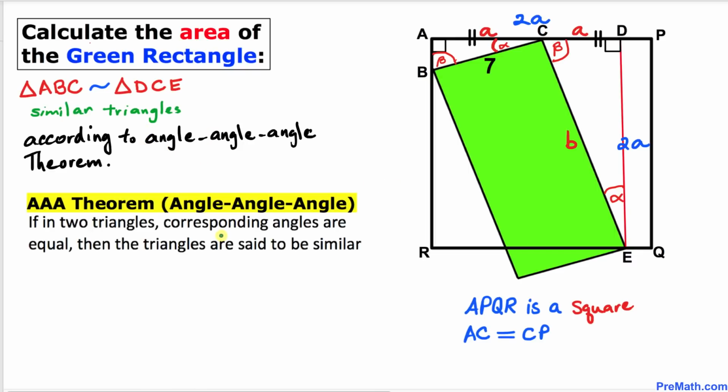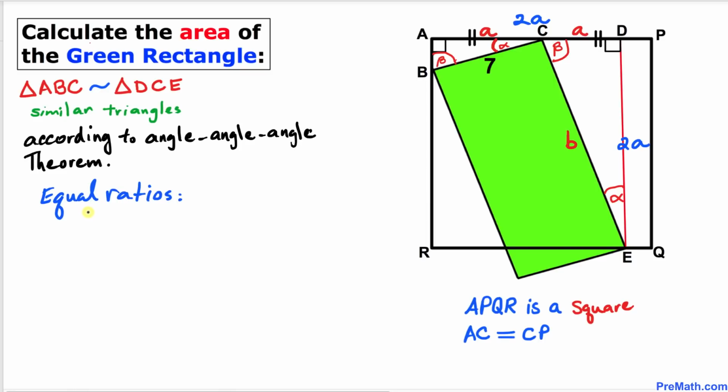And here's our angle theorem. If in two triangles corresponding angles are equal, then the triangles are said to be similar. Then we are going to have equal ratios. As we can see in both these triangles, I can write 7 divided by this side A equal to, on this other side, this side length B divided by this side length 2A. So I can write B divided by this side 2A.